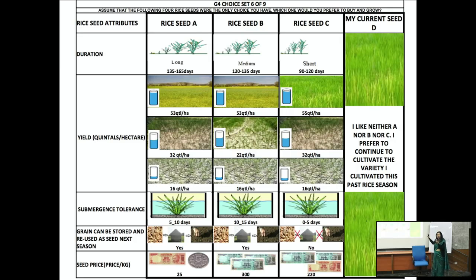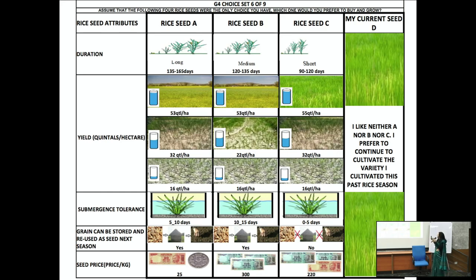Rice seed A, rice seed B, rice seed C, and you always include an option that says no, I don't care about your options, I'm happy with what I'm doing. That's my current seed. That alternative we always include. Now, you can see this is not an alternative specific experiment, because I'm not giving names to seeds. I'm just calling them A, B and C. So what is my choice? As a farmer, I have to choose A, B, C or D. One of these I'll have to tick.